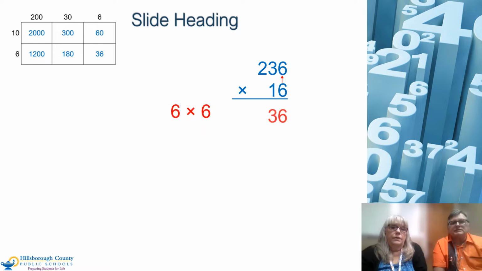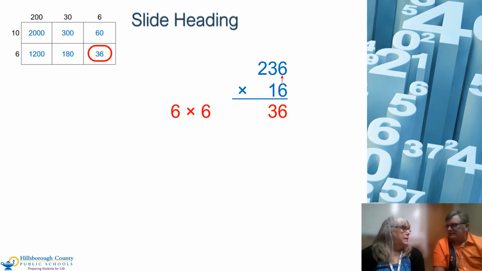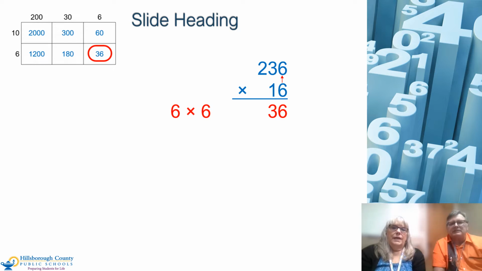36 ones. I see that connection right there. Yep. And I'm visualizing back to that open area model of where that was. I can see it in my head. I don't even have to have that there. I could see it because I've experienced it. Then what am I going to multiply next?